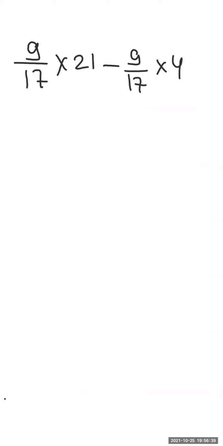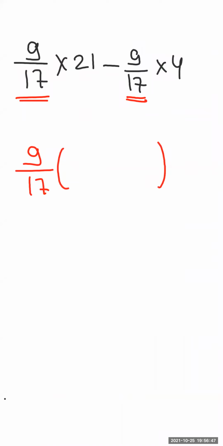9 over 17 times 21 minus 9 over 17 times 4. What will be the common element here? 9 over 17, then the brackets.